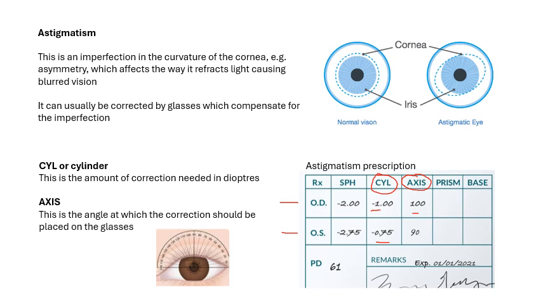So axis is actually a number from 0 to 180, or is it 360? Look it up, I can't remember. So axis is the angle at which the correction should be placed on the glasses, and cyl is the amount of correction needed in diopters.